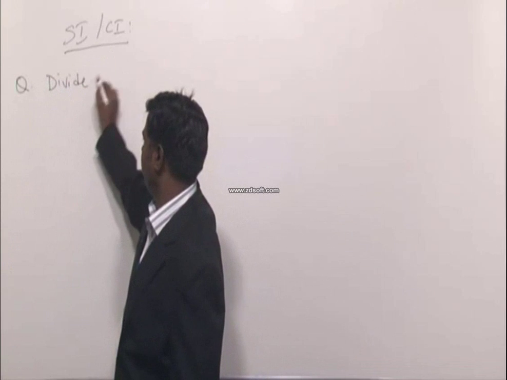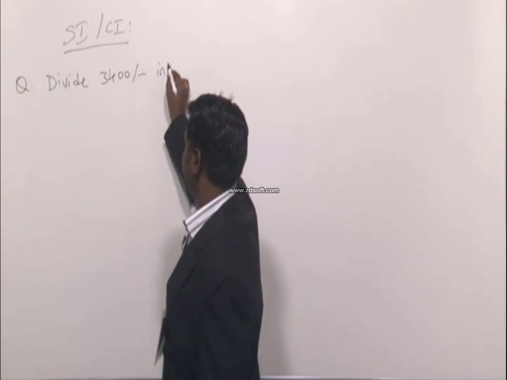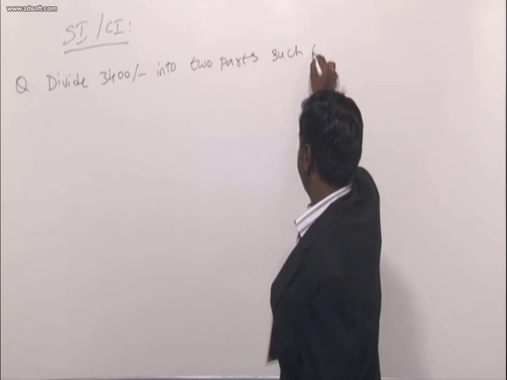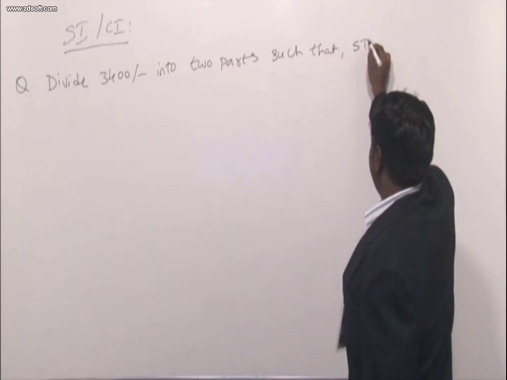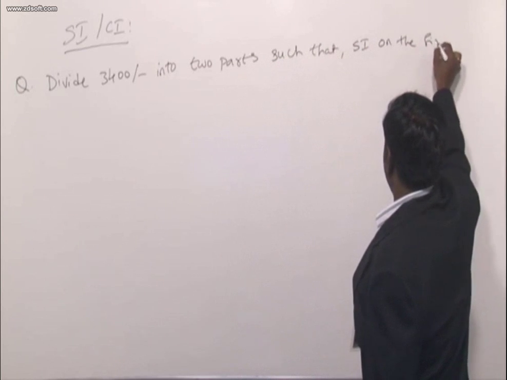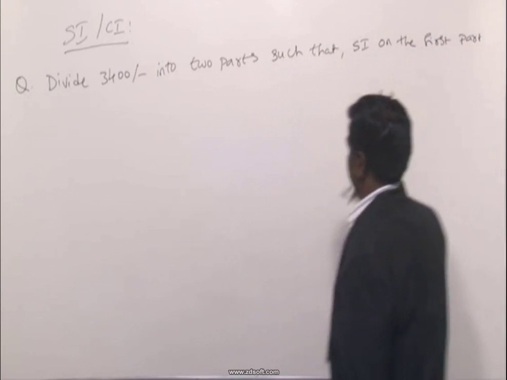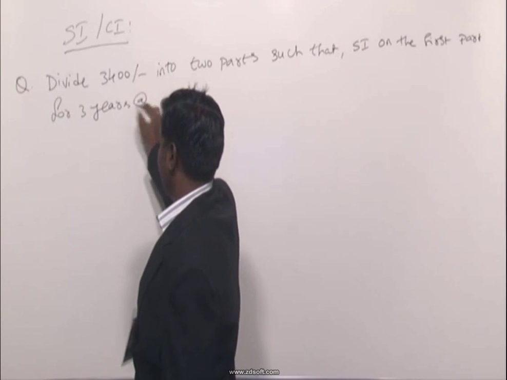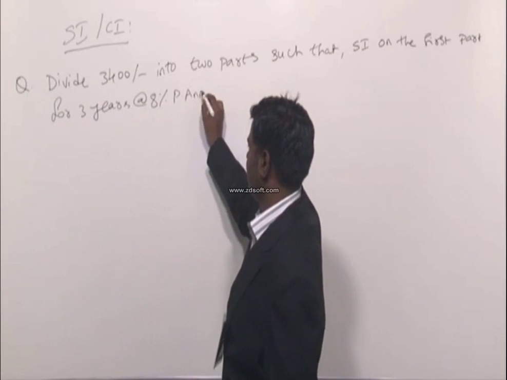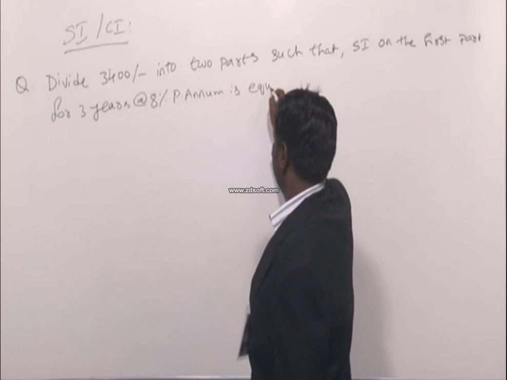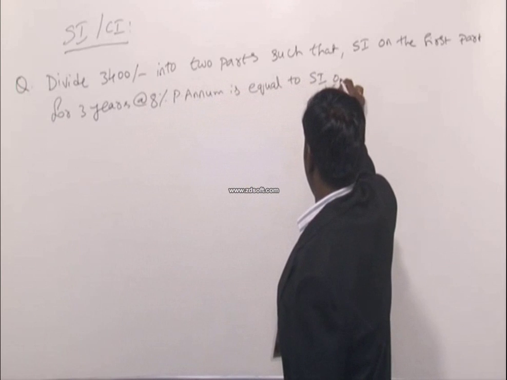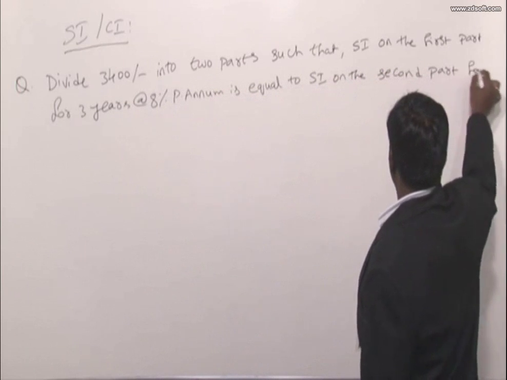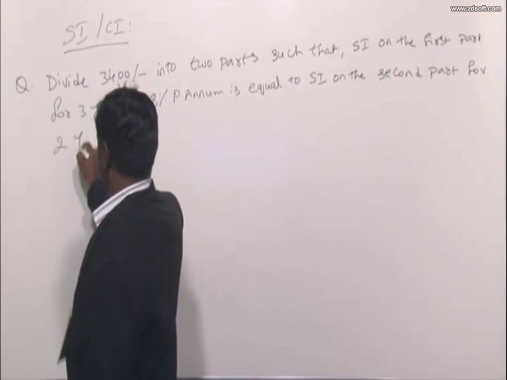Divide 3,400 rupees into two parts such that simple interest on the first part for 3 years at the rate of 8% per annum is equal to simple interest on the second part for 2 years.